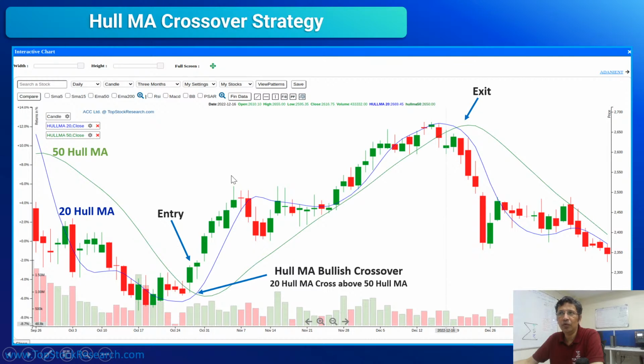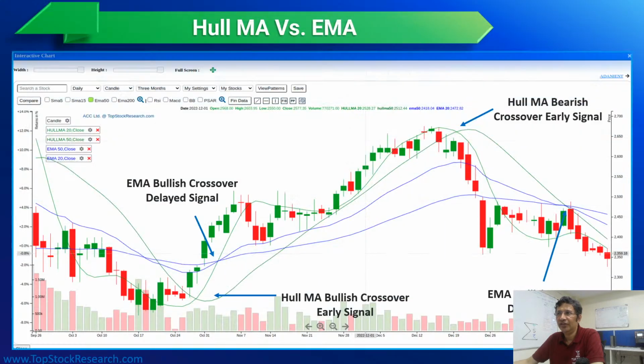Hopefully very soon we'll add a Hull moving average screener also. Currently we have it in beta, so we are still in the testing phase. Once all the testing is done, we'll release that, right? Hull moving average, Gamma, VMA, DMA, quite a few moving averages, right?